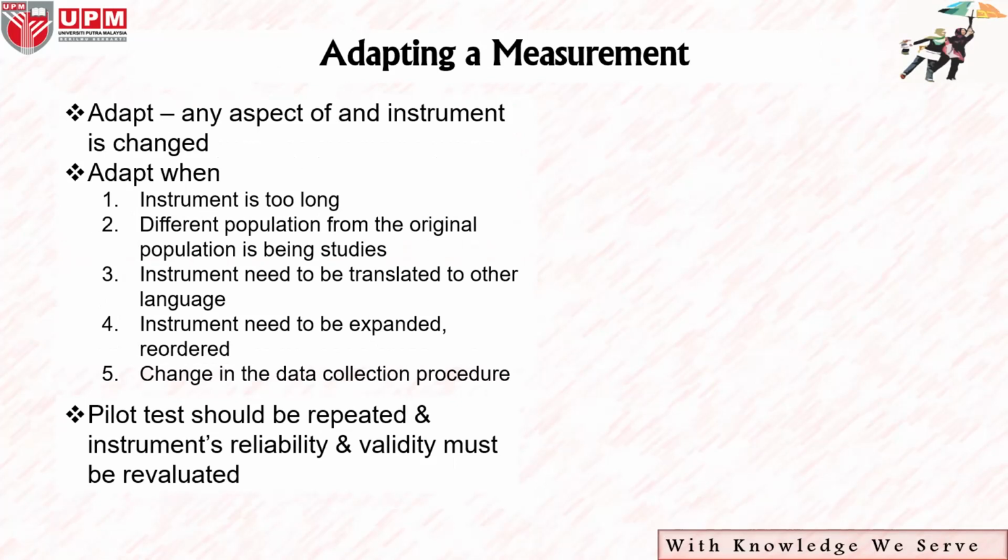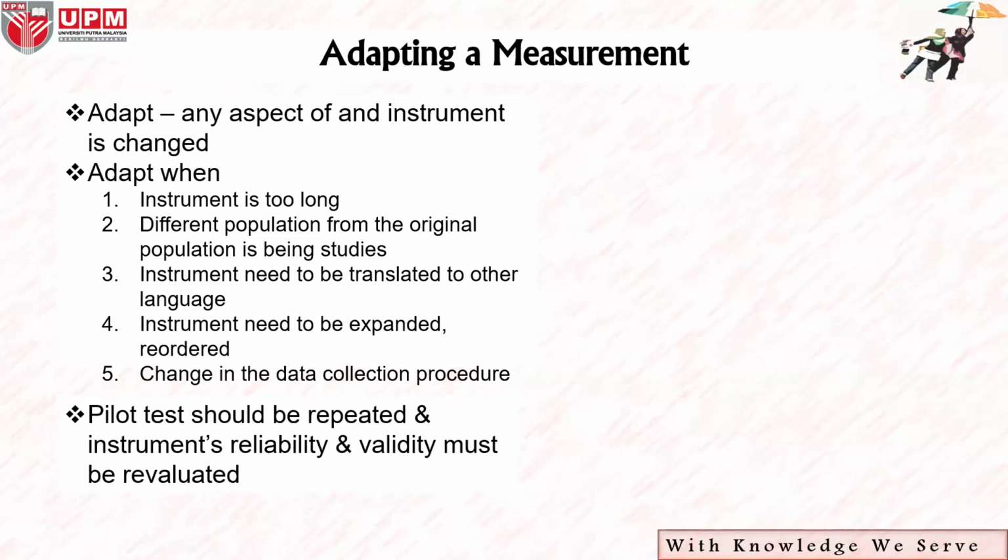Adapting instrument. The second option is that we adapt. Adapt means that we change any aspect of the instrument. For example, when the instrument is too long, as in Balkis's case, we shorten it and use the easiest terms. Sometimes the term being used, for example cozy, refers to selesa, but in local culture we use comfortable. So we make the term suitable for our respondents, so it does not look too jargon-heavy. When respondents read our questions, they can easily understand our items. That is what we want, so we make some adjustment or adaptation to suit our respondents.